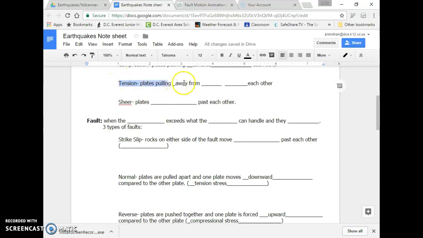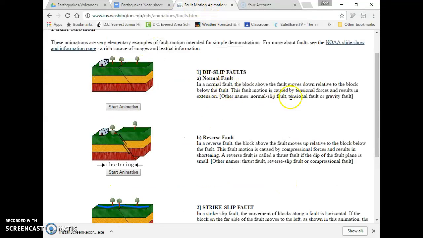So now we've got tension stress, again pulling the rubber band apart, creating a normal fault. Okay, so this would be this one right here. In a normal fault, the block above the fault line moves down relative to the block below the fault. This fault motion is caused by tensional forces.